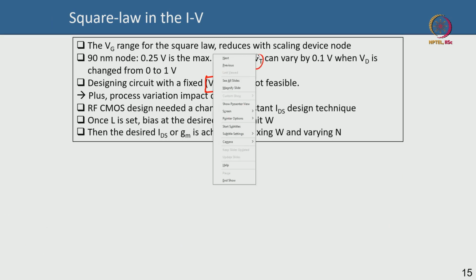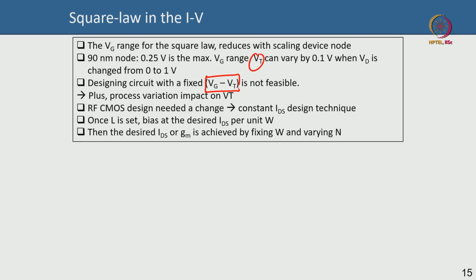Threshold voltage can vary a lot when the drain voltage is changing, the short channel effect. There could be process variation on threshold voltage because of highly scaled device dimensions, and your process becomes very complicated. People use immersion lithography, extreme UV lithography, and there are a lot of process complexities, so over a large area of the wafer there could be process variation impact on threshold voltage.